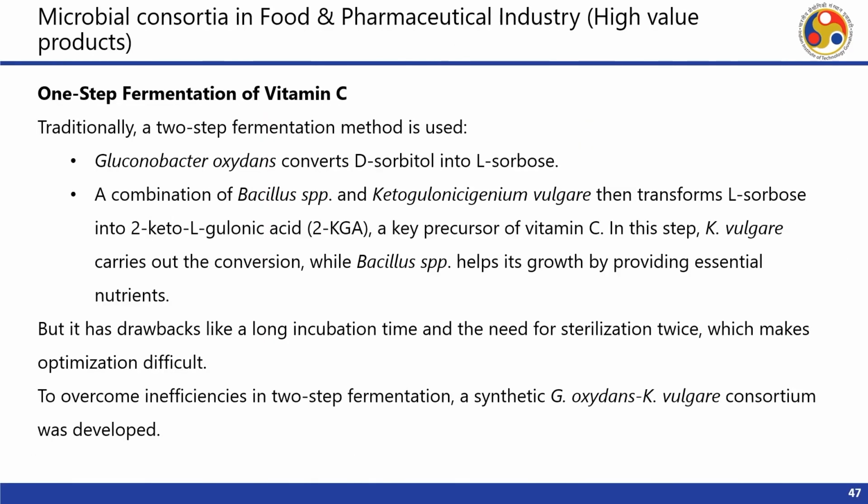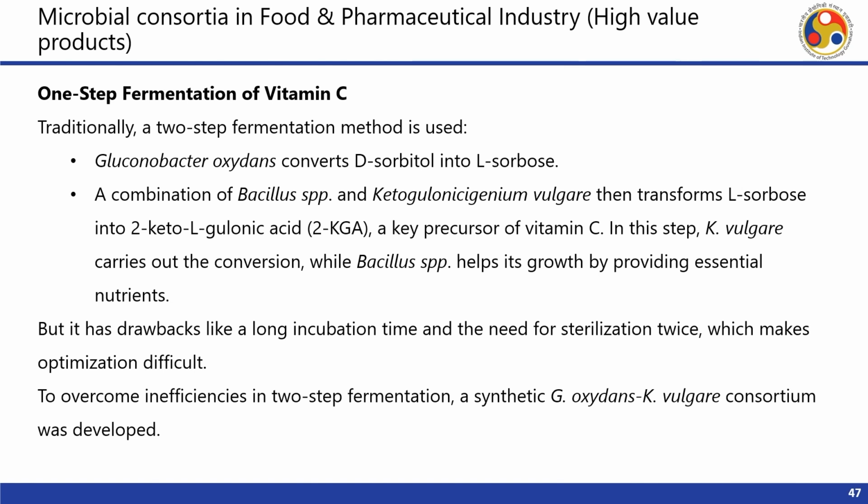So, microbial consortia in the food and pharmaceutical industry, particularly for high-value products. For example, we have the one-step fermentation of vitamin C. Traditionally, it is a two-step fermentation where Gluconobacter oxydans converts D-sorbitol into L-sorbose. A combination of Bacillus species and Ketogulonicigenium vulgare then transforms L-sorbose into 2-keto-L-gulonic acid, which is a key precursor for vitamin C. In this step, K. vulgare carries out the conversion, while Bacillus species helps its growth by providing essential nutrients.